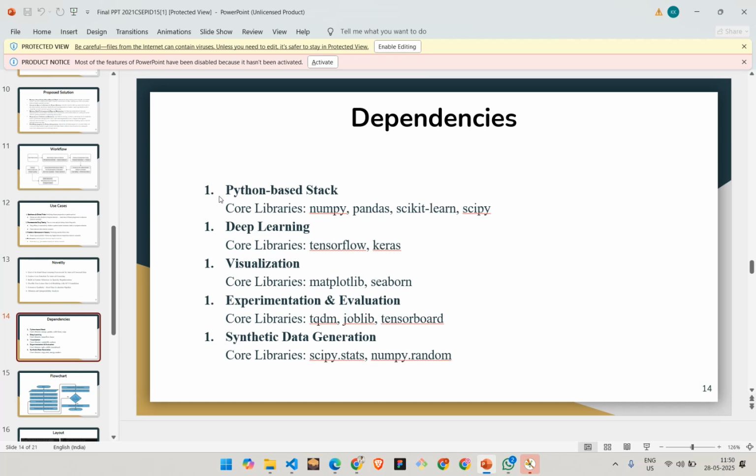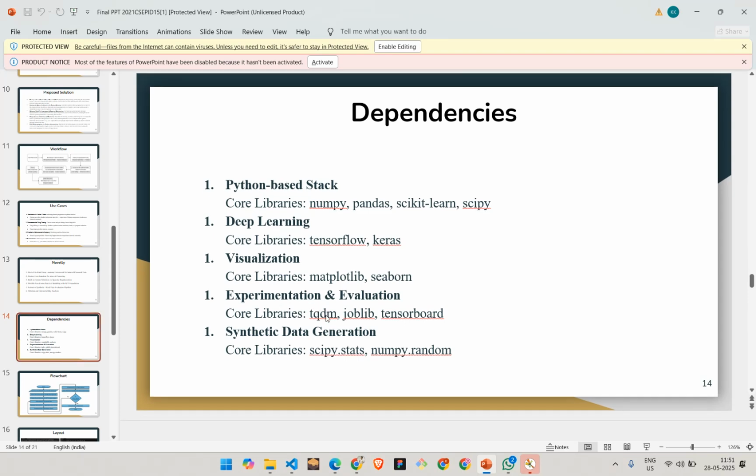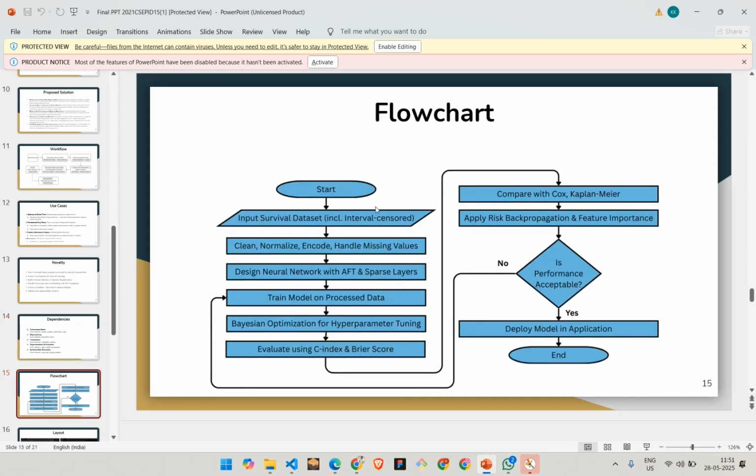These are the dependencies that we are using. The whole project is built on Python, and we are using the core libraries of Python, that is NumPy, Pandas, scikit-learn, and SciPy. And for the deep learning model, we are using the core libraries TensorFlow and Keras. Coming to visualization, we are using Matplotlib for our graphs, and Seaborn. For experimentation and evaluation, we are using TQDM, Joblib, and TensorBoard. And for generating the data, we are using SciPy and NumPy random.